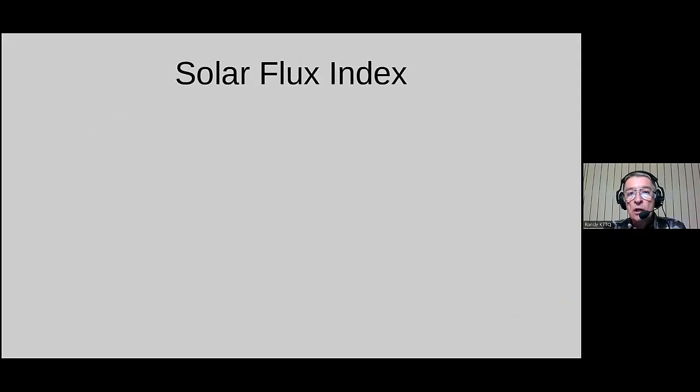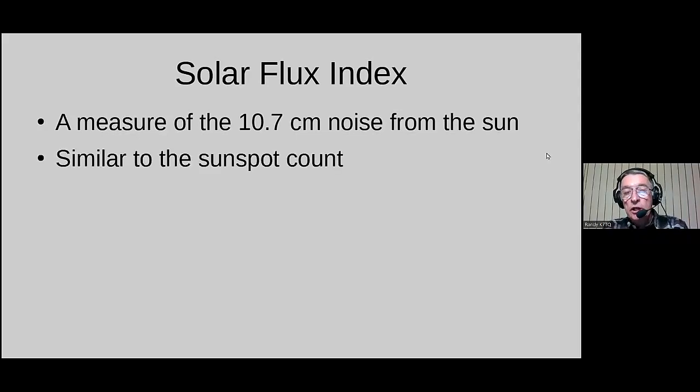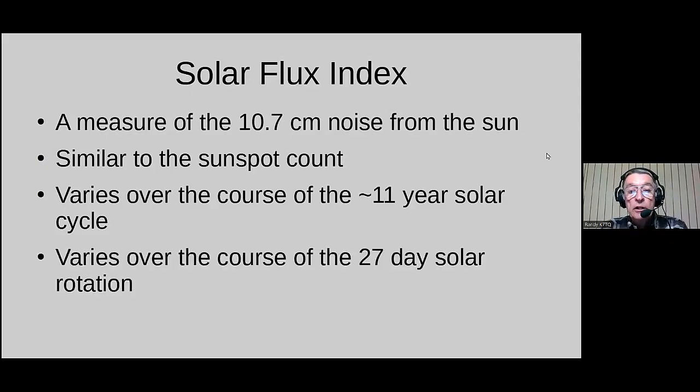So the first one let's talk about is solar flux index. It's a measure of the 10.7 centimeter noise from the sun. It's similar to the sunspot count, but those numbers are different. And since they're similar, I think the solar flux index is a little easier to use. So that's the one I'm going to focus on. And the solar flux index, as well as the sunspot count, varies over the course of the 11-year solar cycle. It also varies over the course of the 27-day solar rotation.